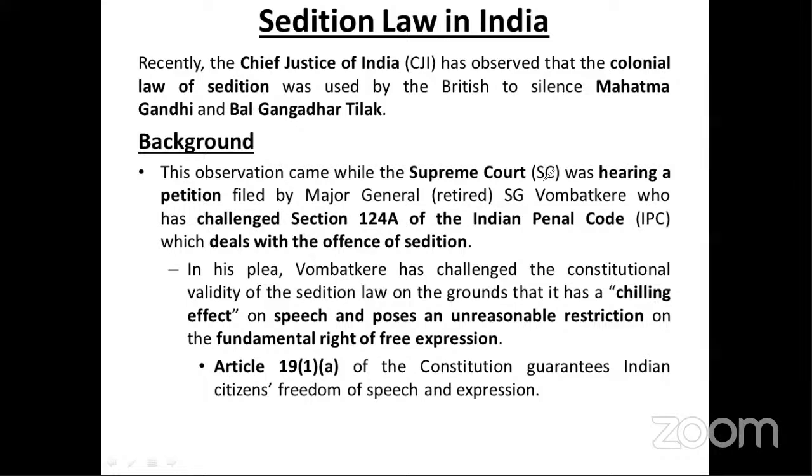So what was the actual background of this law? This observation came while the Supreme Court was hearing a petition filed by Major General.